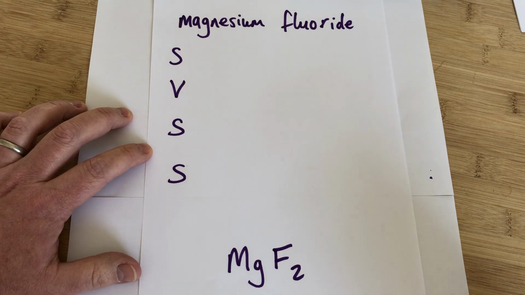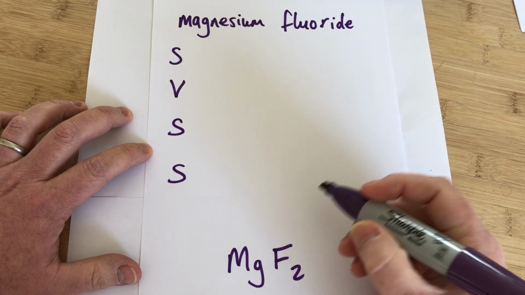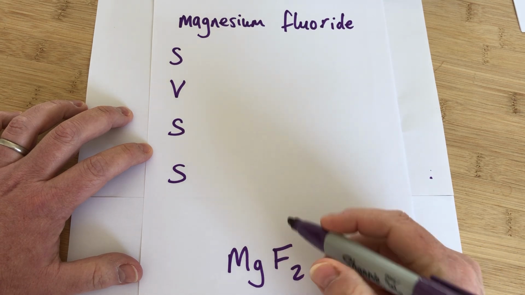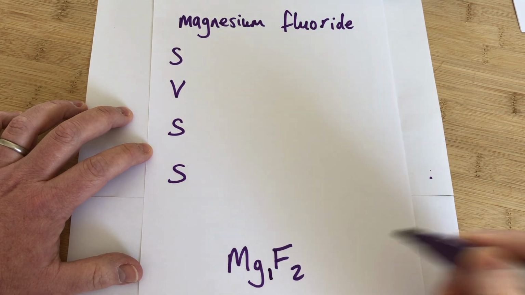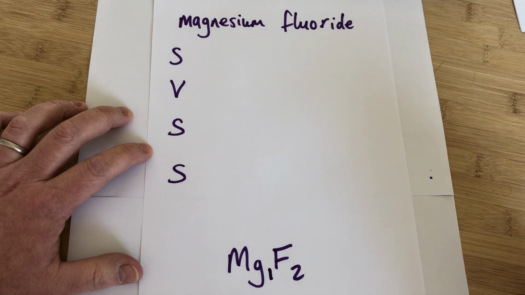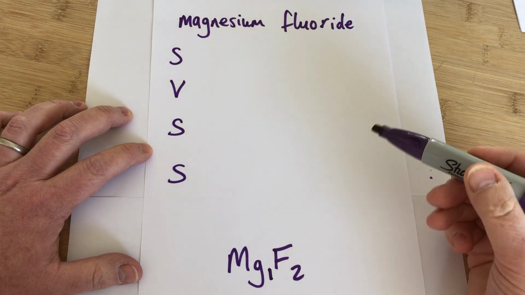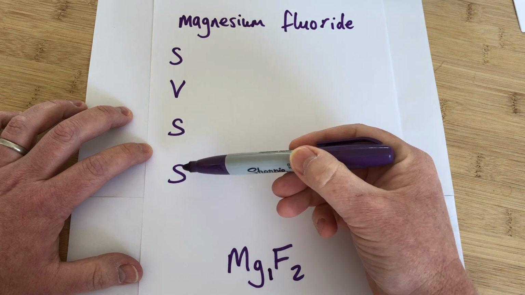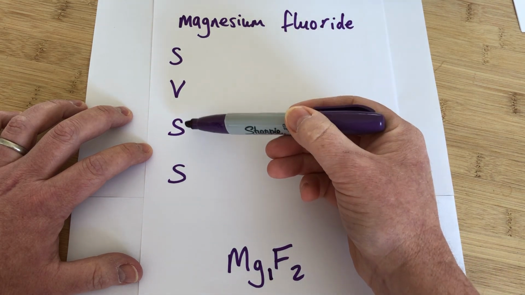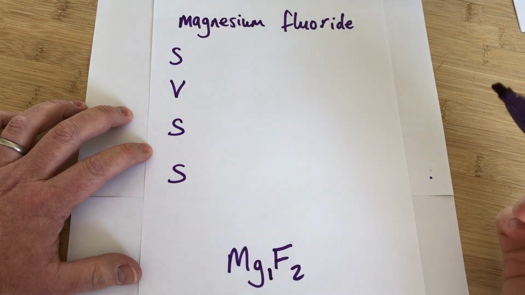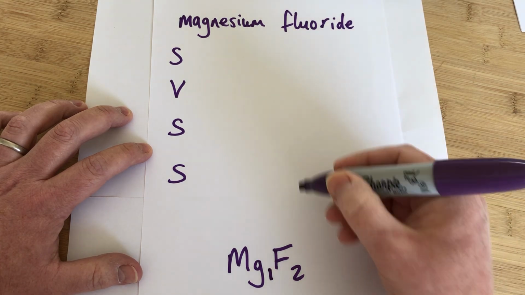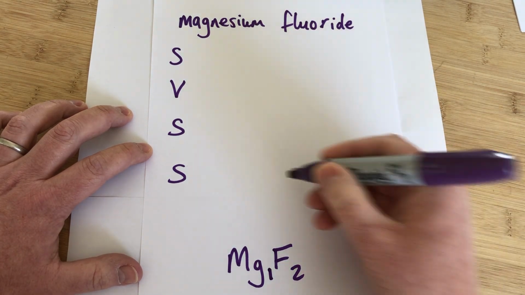The formula is MgF2. The magnesium and the fluorine have got a 1 and a 2 written after them in the formula. But remember, the 1 is normally not written. It's an invisible 1 to save you some time. To write the formula, you use the SVSS, symbol, valency, switch and simplify. So these numbers came from this method.